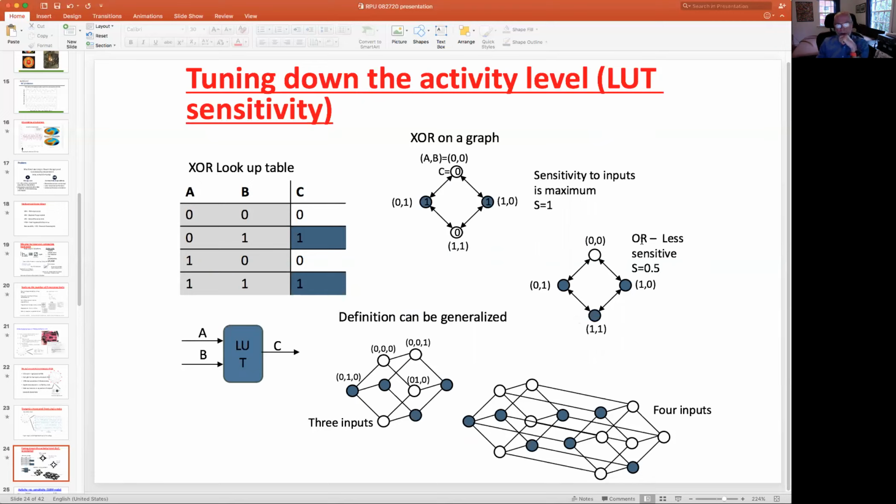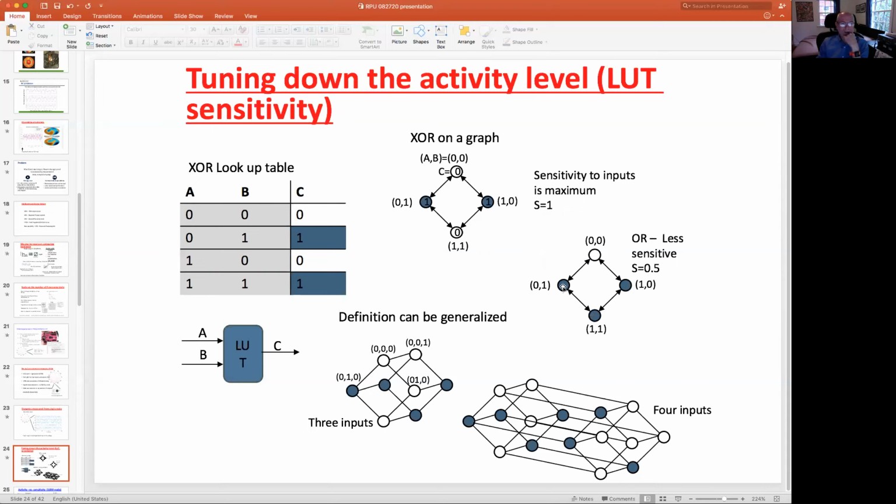So for instance, in an OR gate, there are 3 states that output 1s. The input can be 1, 0, 0, 1, or 1, 1, and output a 1. Only 0, 0 outputs a 0. But in this 1, 1 state, I can change either input and the output doesn't change. So the OR gate, also the AND gate, and other gate types are less sensitive than the XOR gate. In this particular case, they have a sensitivity of 1/2.